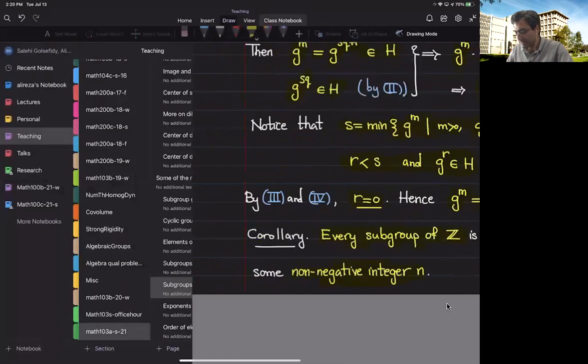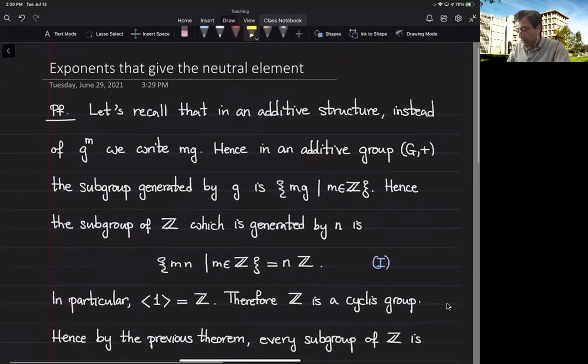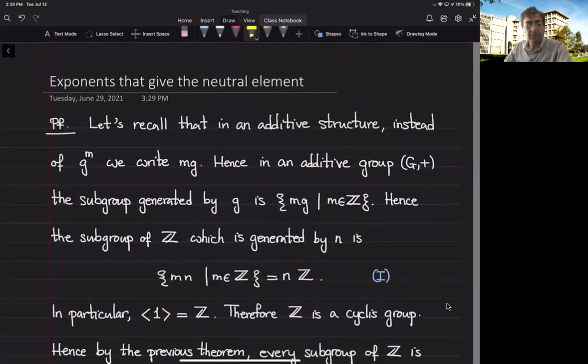So why is that the case? First thing that we discuss is that the group of integers under addition is indeed a cyclic group. But before that, in order to avoid this confusion, let's recall that in an additive setting, instead of writing g to the m, we simply write mg. So in an additive setting, we don't use this exponential notation, but we rather use m times g.